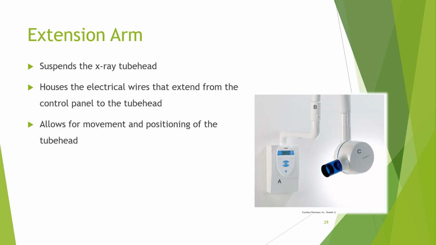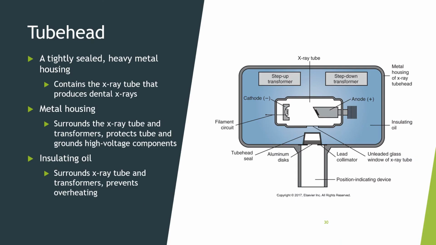Next, we have the extension arm. The extension arm suspends the X-ray tube head and allows for us to move that tube head around. It houses the electrical wires that extend from the control panel to the tube head, and it allows for the movement and positioning of the tube head, which I just said. What portion is the extension arm? The portion that connects the tube head to the control panel, allowing for horizontal and vertical changes in the tube head.